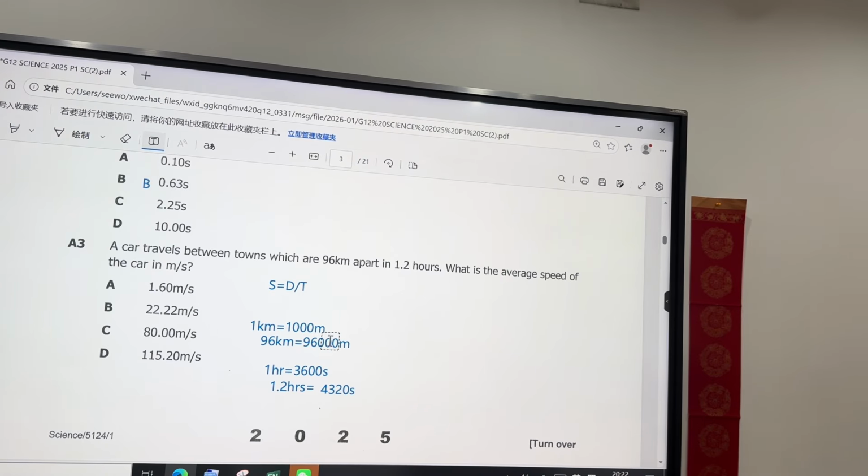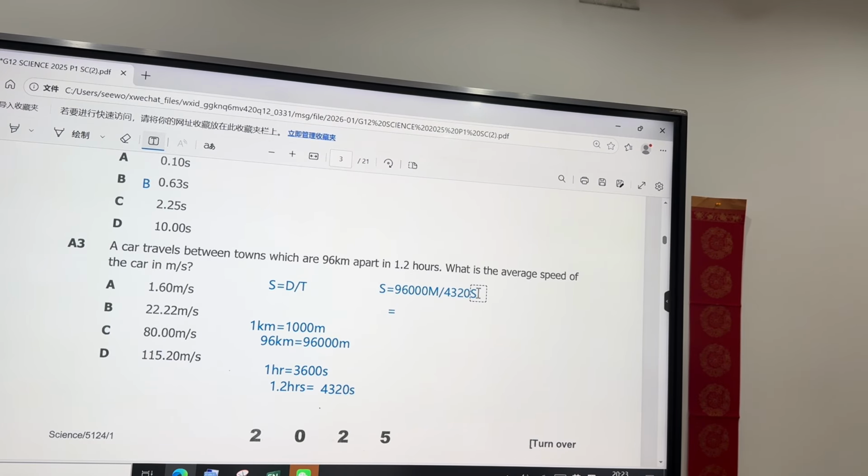Okay. So we now have the time in seconds, and the distance in meters. So we can now come back to this formula and find the speed in meters per second. So our speed will be equal to the distance, 96,000 meters, divided by the time taken, 4320 seconds. Then what is the answer? So you divide now, you use your calculator.